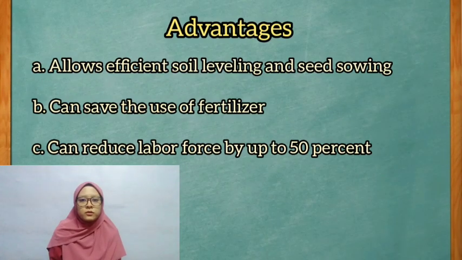The advantage of this precision agriculture technology package is low-effort soil leveling and seed sowing using a machine at variable rate to ensure good and uniform paddy planting. In addition, the fertilization system at a variable rate can save the use of fertilizer by 15 to 25% per hectare, while seed sowing and fertilizer application through the same technology can reduce the labor force by up to 50%.